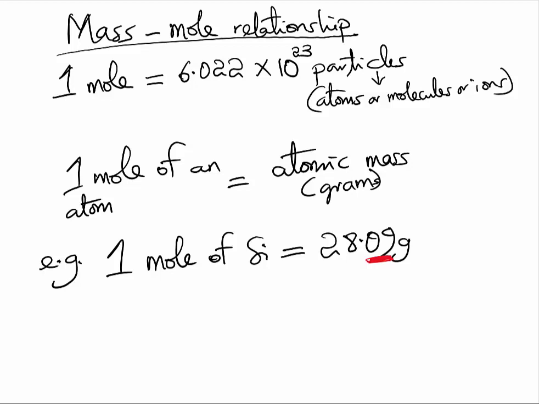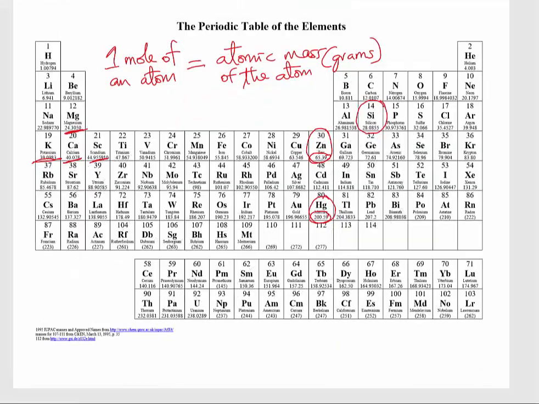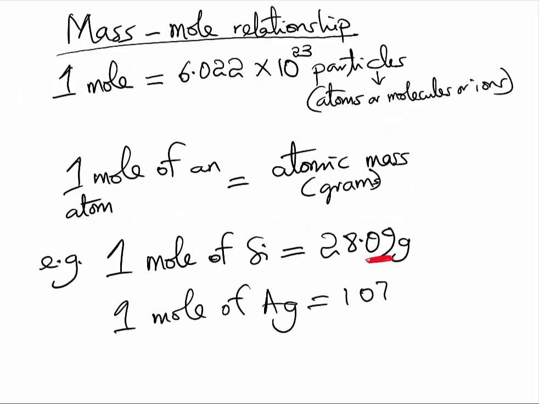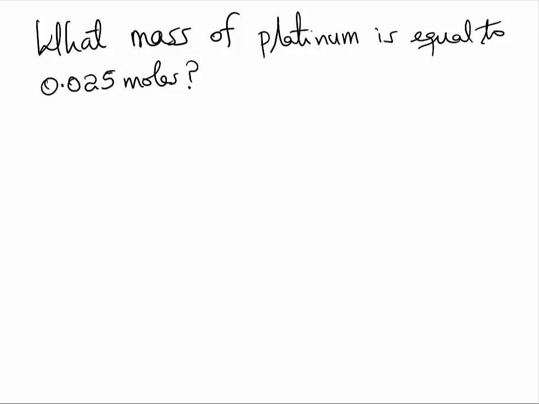One more example. 1 mole of silver. Take a look at the periodic table. Here is silver. Round to 2 decimal places. That will be 107.87 grams. Let us now answer this question. What mass of platinum is equal to 0.025 moles?